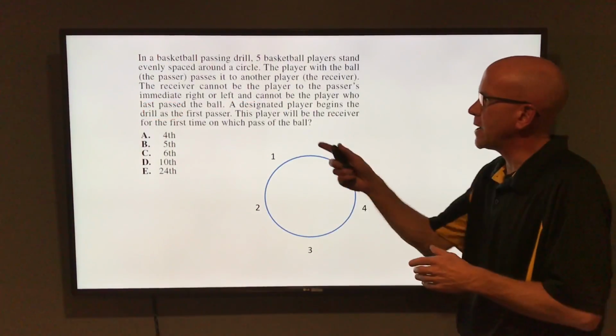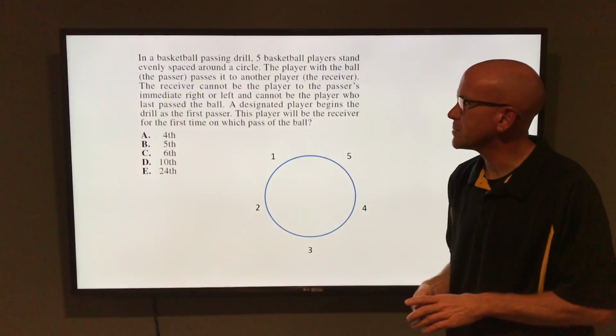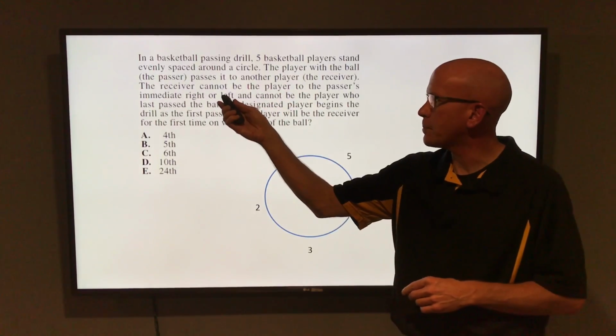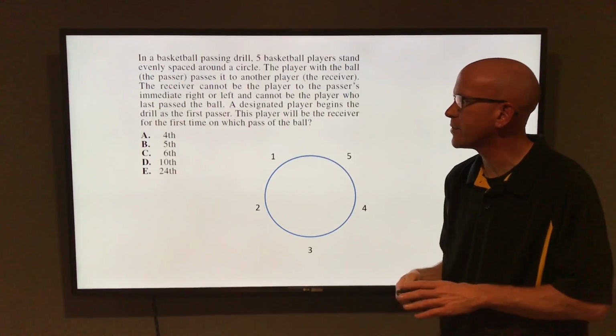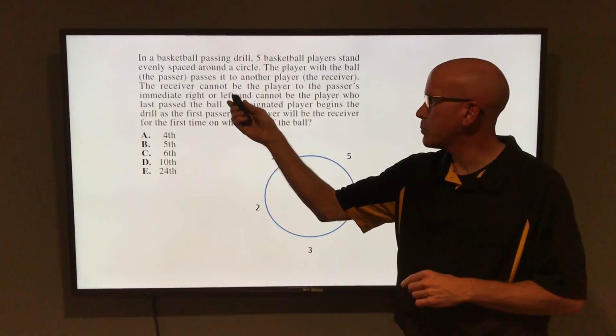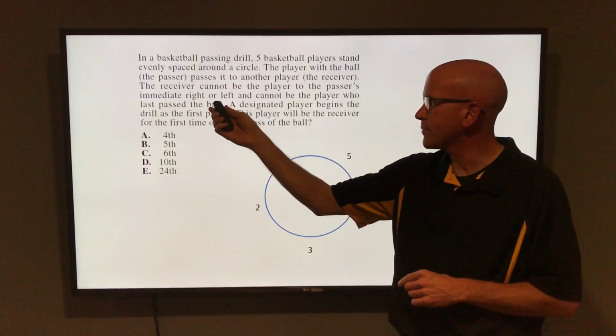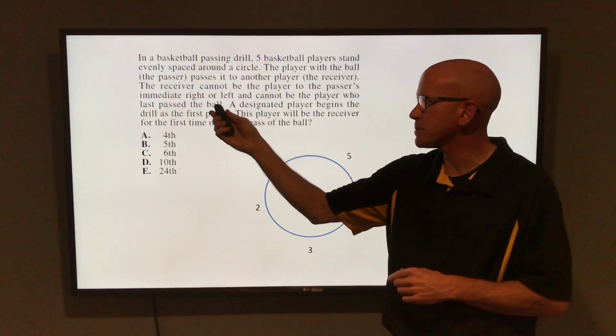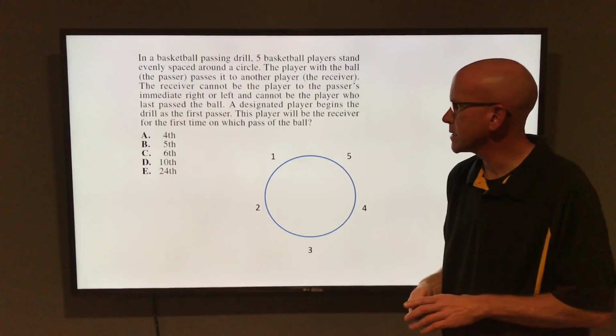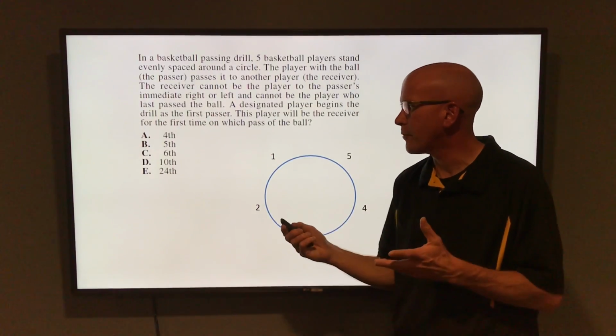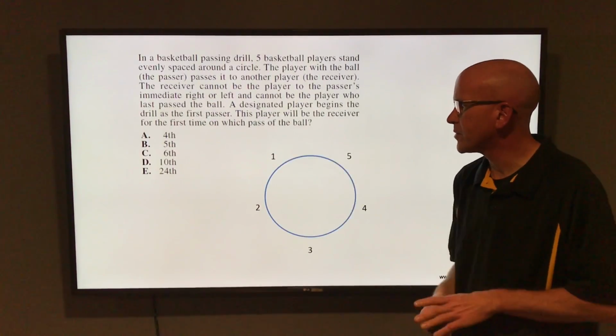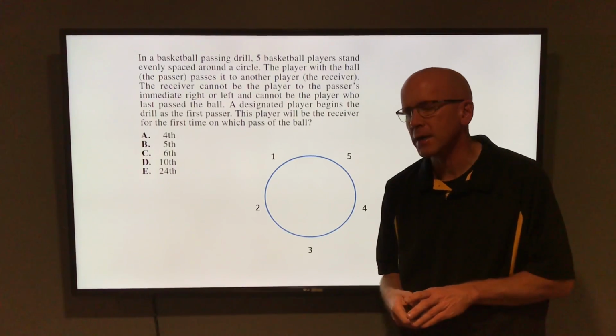In a basketball passing drill, 5 basketball players stand evenly spaced around a circle. The player with the ball, the passer, passes it to another player, the receiver. The receiver cannot be the player to the passer's immediate right or left and cannot be the player who last passed the ball. A designated player begins the drill as the first passer. This player will be the receiver for the first time on which pass of the ball?